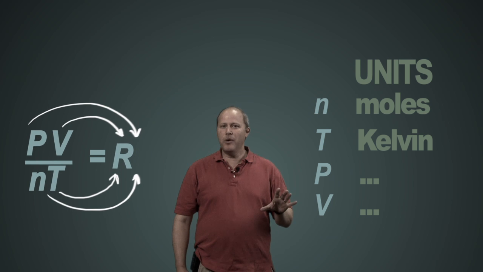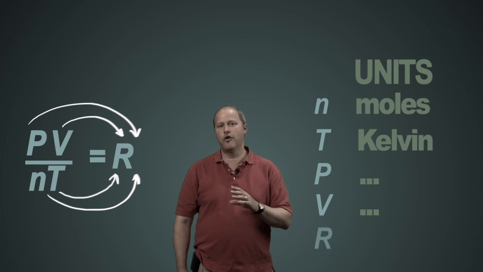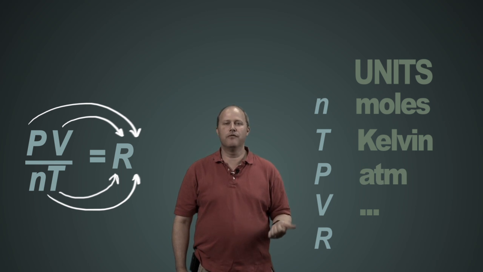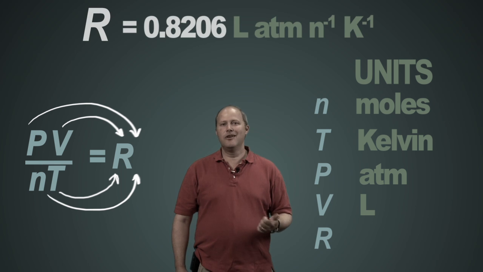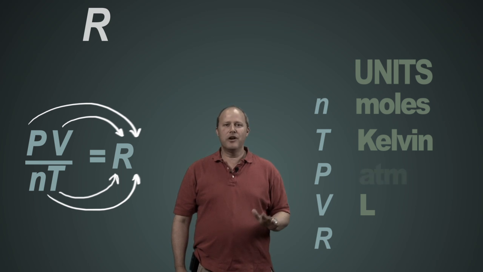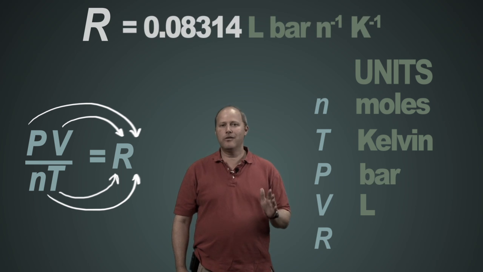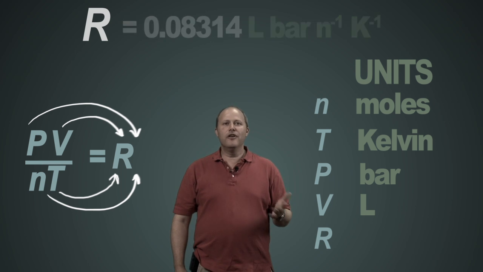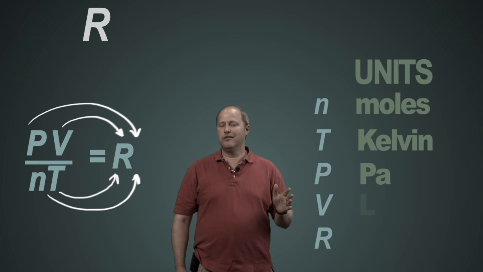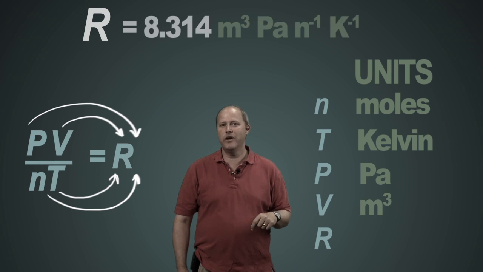And so depending upon what choice of units you have in the problem, you're going to have to pick the correct units for R. So for example, if you had pressure in atmospheres and volumes in liters, it'd be 0.08206 liter atmospheres per mole per Kelvin. But if you had pressure in bars, it's 0.08314 liter bars per Kelvin mole. Or alternatively, maybe you have Pascal cubic meters, then it's 8.314.